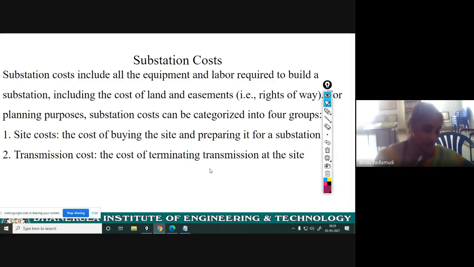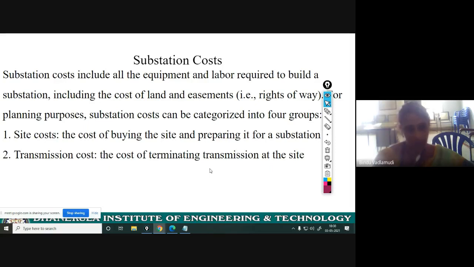Second group, transmission costs. Transmission cost: the cost of terminating transmission at the site.